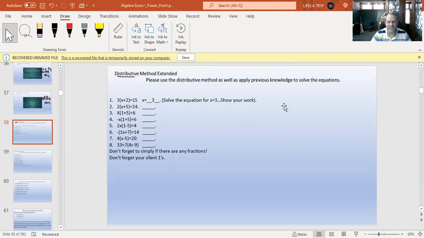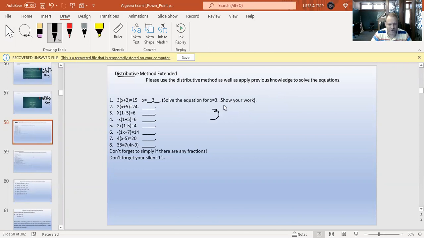I already have number one, the answer for you. It's going to be x equals 3. The whole goal is to get the x by itself and what it is equal to. All right, so let's see how we got to that x equals 3.